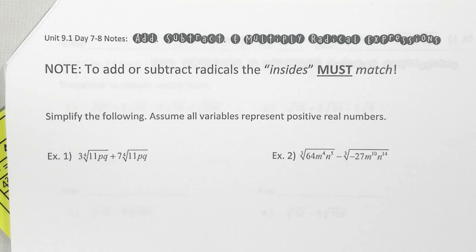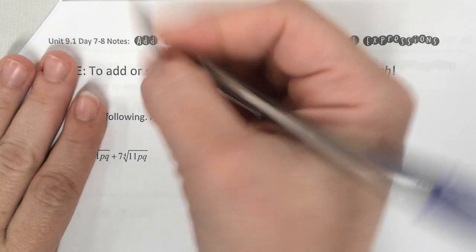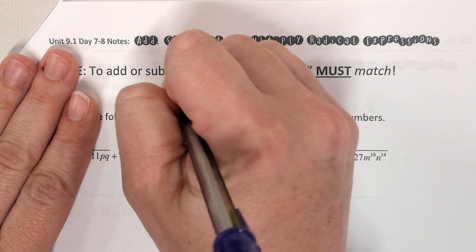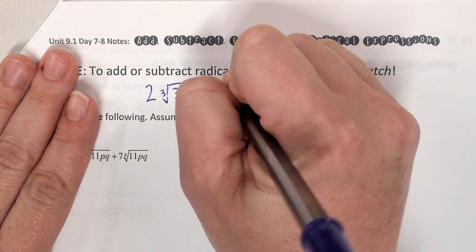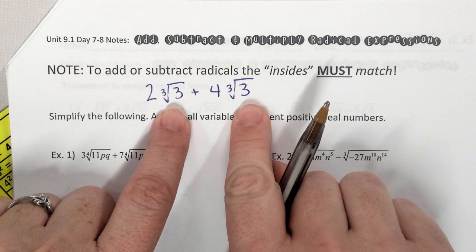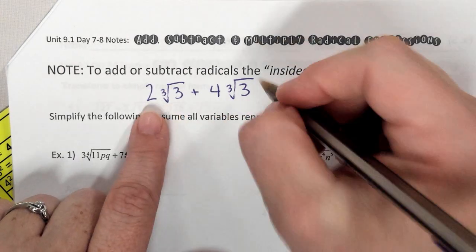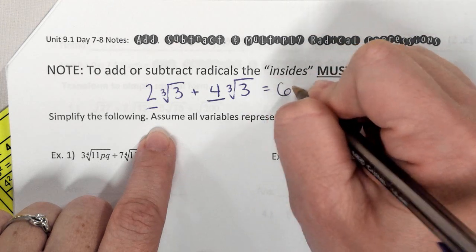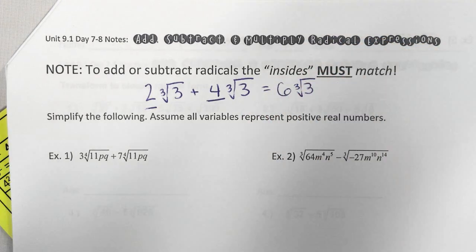So we're adding, subtracting, and multiplying radical expressions. To add or subtract radicals, the insides must match. So the insides of your radical must match. What I mean by that is if you have like 2 cube root 3 plus 4 cube root 3, the radicals and the insides must match. Do they match? So what's 2 plus 4? So this would be 6 cube root 3.